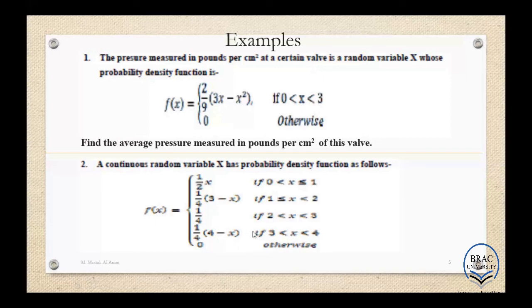After doing all this integral part and taking the summation, we will have the average value for this random variable x. So these are the examples for continuous random variable.